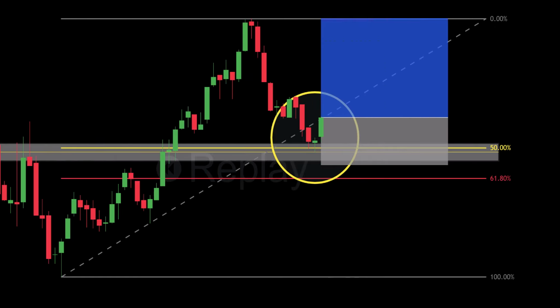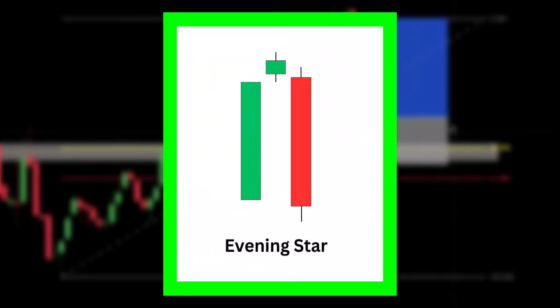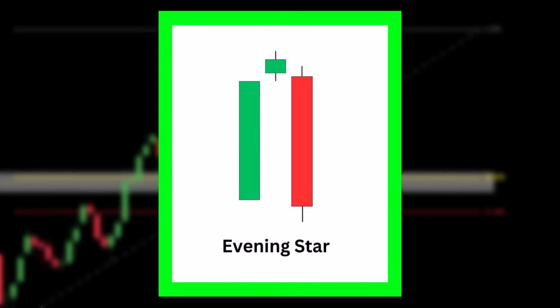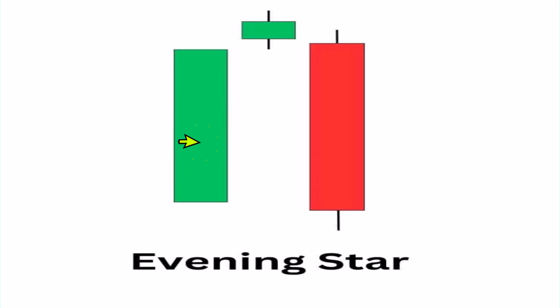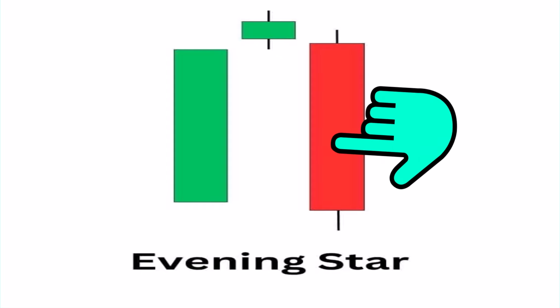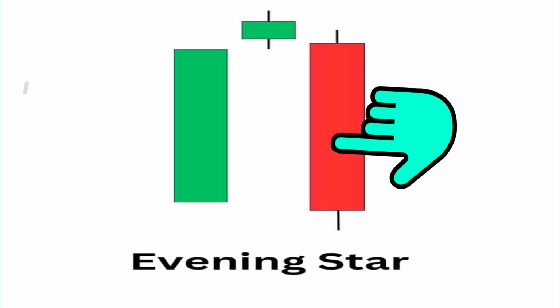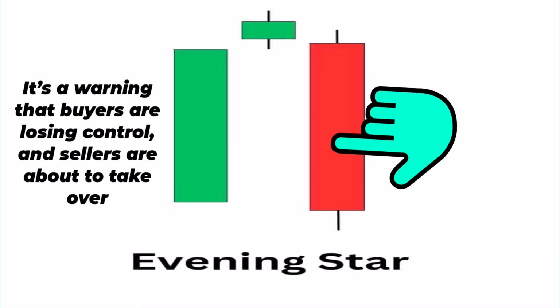Now for the bearish counterpart, the evening star. This is the reverse setup, also made up of three candles. First a large bullish candle, then a small-bodied candle. Again, color doesn't matter. And finally a big bearish candle. This is a bearish reversal pattern that appears at the top of uptrends. It's a warning that buyers are losing control and sellers are about to take over.